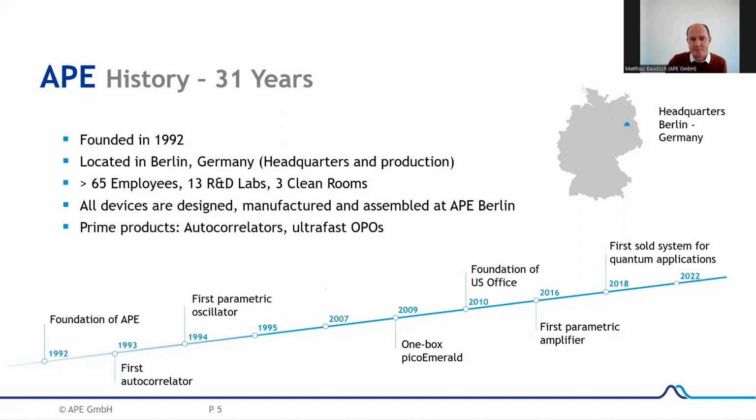All the devices are designed, manufactured, and assembled in Berlin, and our prime products are essentially autocorrelators, which we'll talk about a little bit more afterwards, and ultrafast OPOs, which stands for Optical Parametric Oscillators, which are ultrafast light sources with tunable wavelength. On the bottom you see some numbers from the company. Kind of interesting, here at the end on the right side, we see 2018, when we saw the first excitation source for quantum applications, and from there it really expanded these applications for us.